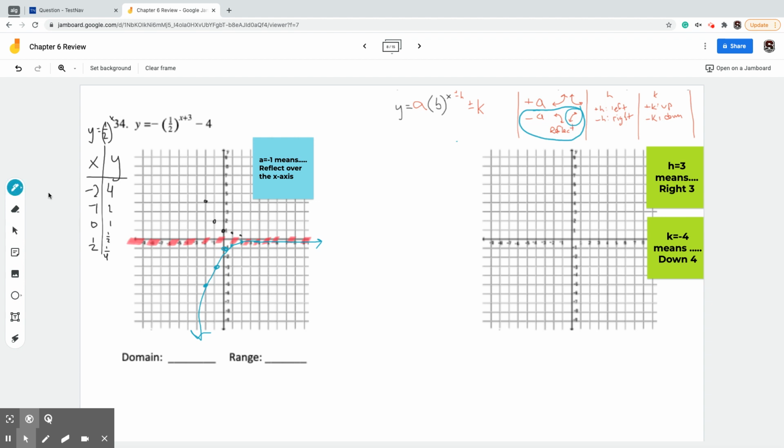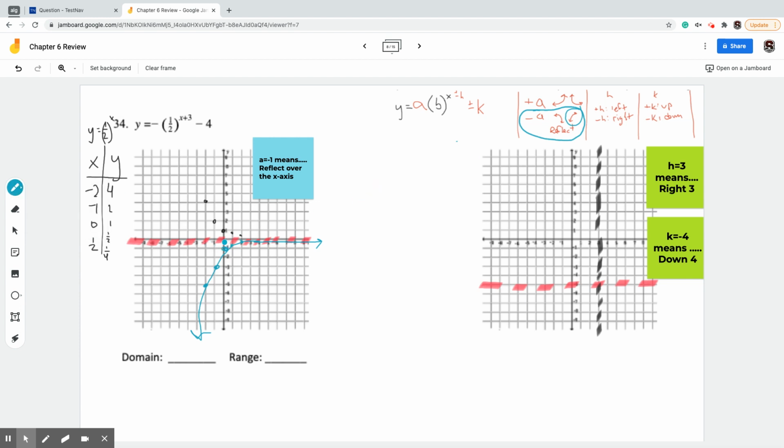So the first thing I'm going to do is draw my new axes. And so my horizontal asymptote at 0 moves down 4. So I'm going to go down here at 4. And my vertical axis is going to move right 3. My y-axis is going to move there. That's my new y-axis.